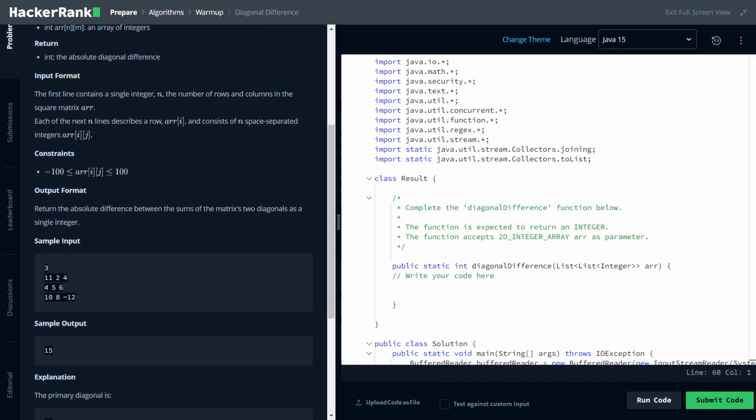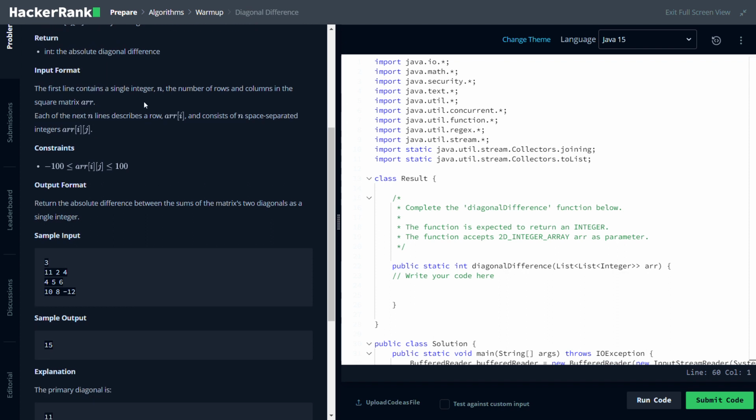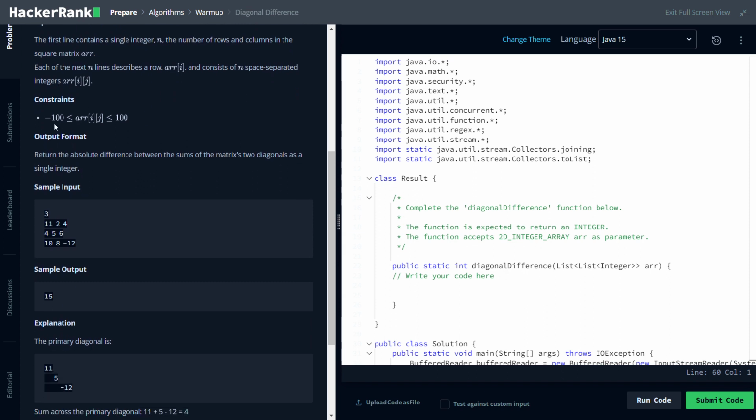Input format. The first line contains a single integer, n, the number of rows and columns in the square matrix arr. Each of the next n lines describes a row of arr and consists of n space separated integers. Constraints: minus 100 is less than or equal to arr[i][j], which is less than or equal to 100. Output format. Return the absolute difference between the sums of the matrix's two diagonals as a single integer.